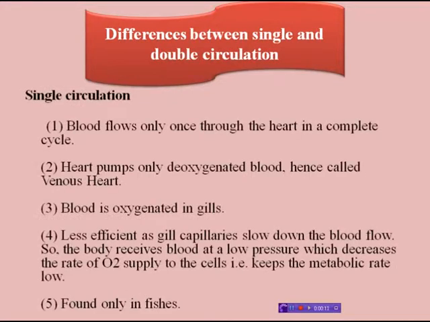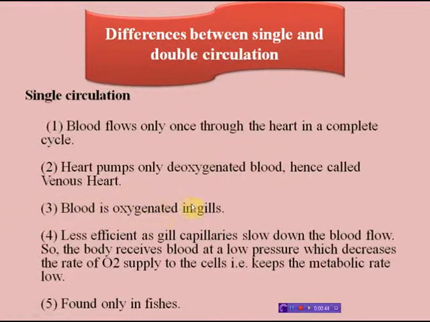First of all, single circulation. In single circulation, blood flows only once through the heart in a complete cycle. So in a complete cardiac cycle or heart cycle, blood flows only one time to the heart. Second, in single circulation, the heart pumps only deoxygenated blood, hence called venous heart.